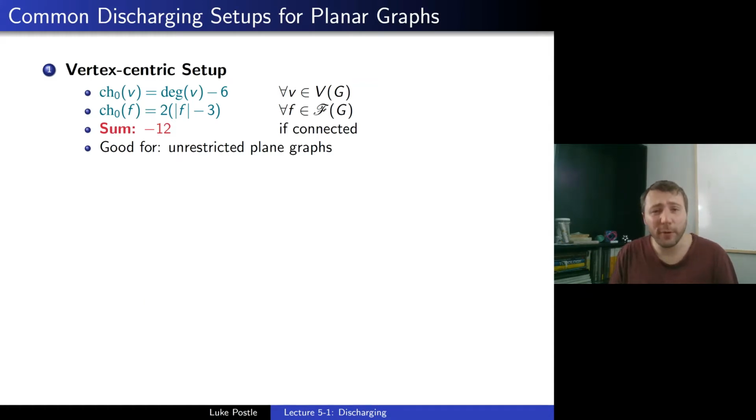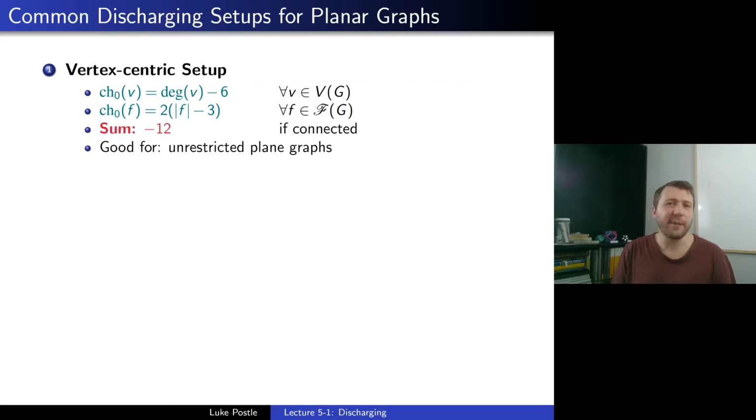What is this good for? Well, this is usually good for unrestricted planar graphs, where you're not making any assumptions about the faces of the planar graphs. And why is it vertex-centric? Maybe stop and think about that. Well, we already know that the charge of the faces is non-negative. So if you want to derive a contradiction, maybe your rules only deal with vertices, or mostly with vertices, trying to make the negative vertices, which if you think about it are the ones of degree at most 5, positive. And that would be enough, if you didn't mess too much with the faces, to derive a contradiction.